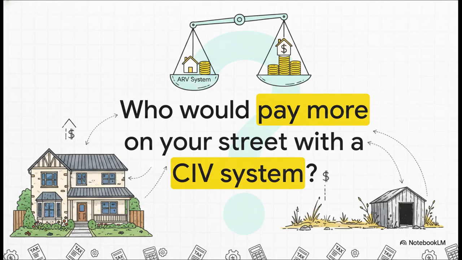I want to leave you with a quick thought experiment. These aren't just abstract formulas in a textbook. They literally dictate the financial reality of the neighborhoods we live in. If your local government switched from an annual rental value system to a capital improved value system tomorrow, who would actually end up paying more on your street? The person with the beautifully renovated house, or the person sitting on the empty, overgrown lot next door? Keep that in mind the next time you open your mail and look at your tax bill.